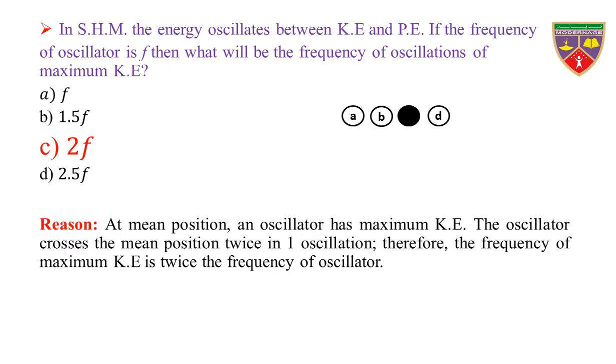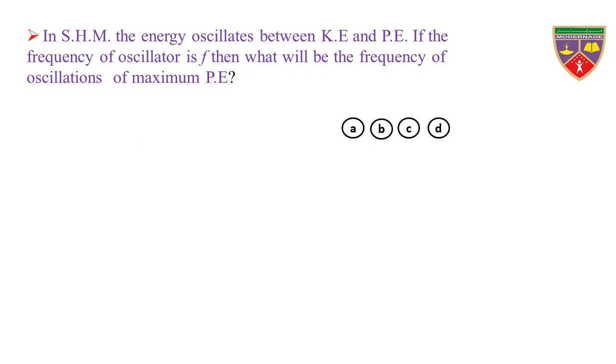Reason. At mean position, an oscillator has maximum kinetic energy. The oscillator crosses the mean position twice in one oscillation. Therefore, the frequency of maximum kinetic energy is twice the frequency of oscillator. Hence, the frequency of maximum kinetic energy is 2f.